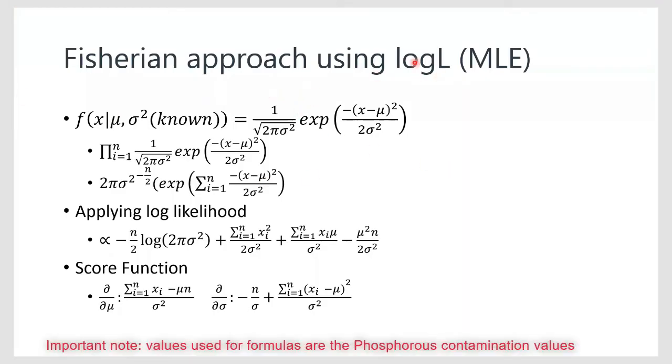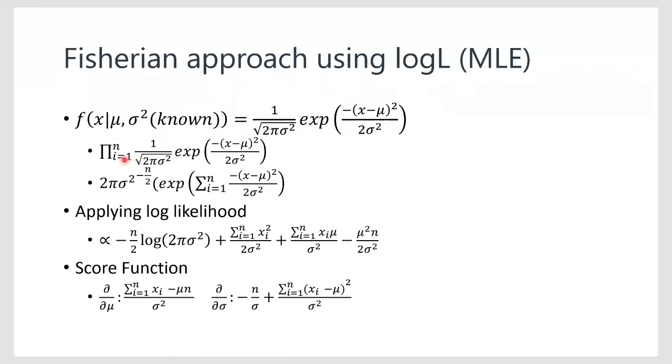Since we have a normal distribution, we use the normal distribution function to obtain the maximum likelihood estimator using log likelihood. We make the product of the likelihood of the function. Then we make the summation of the logarithms, transforming this product into a summation. Then we apply the log likelihood and we obtain this formula. This is the formula that we are going to use to obtain these curve functions.